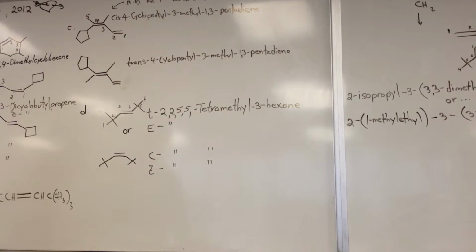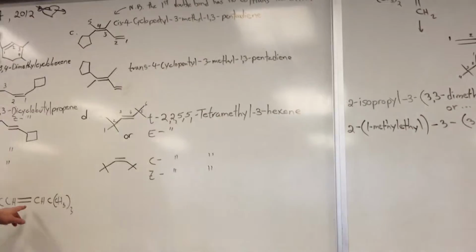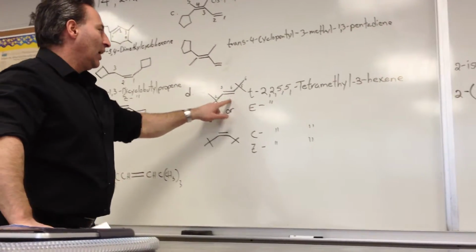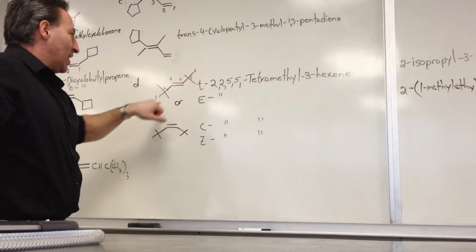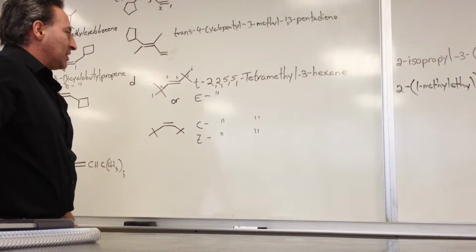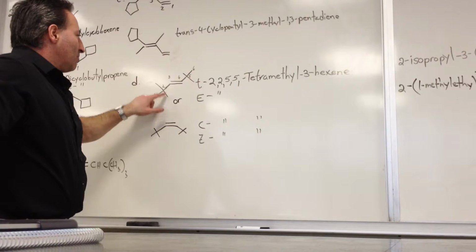The fourth example, D, was drawn like this initially, so I redrew it in bond line notation, and then it makes it easier to see what the longest continuous chain of carbon atoms is. 1, 2, 3, 4, 5, 6. So it's going to be named as a hexene. There's 1 double bond at the third position, and these are methyl substituents.